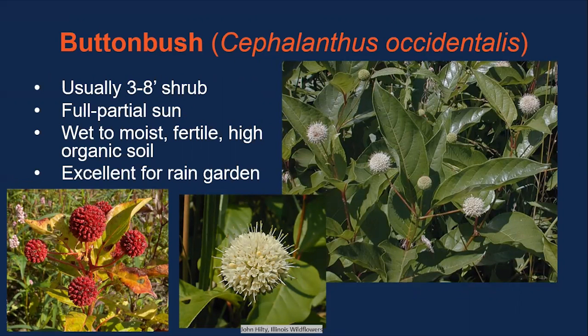Up next, we have the buttonbush. So this is a shrub that grows 3 to 8 foot tall, enjoys full to partial sun, and wet to moist, fertile, high organic content soil. This would be a really good choice if you're considering a rain garden. Has these really cool blooms, as you see pictured there. Just these spherical balls with projectiles coming out, and those spheres are retained over the winter, so it gives it some winter interest as well.